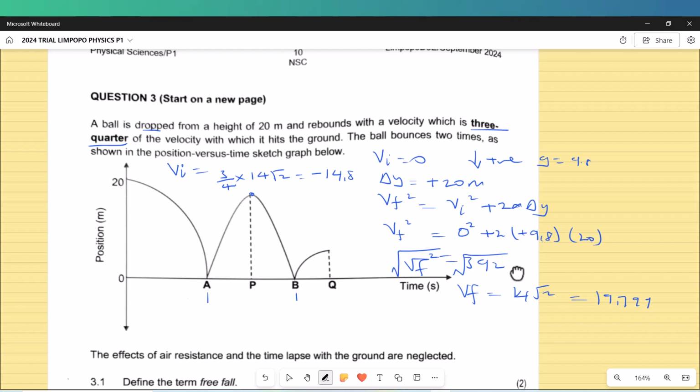But I chose down as positive, so don't forget that I make our g negative here. Now if I know the initial velocity from this point, and the maximum height velocity at p is what? Is equals 0, right? So I'm looking for the change in time, t1, right? Okay, so I can use what?